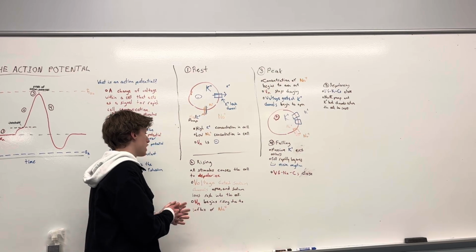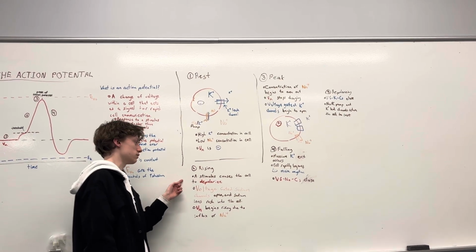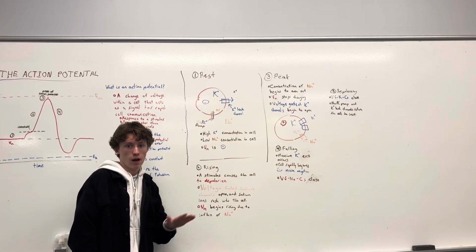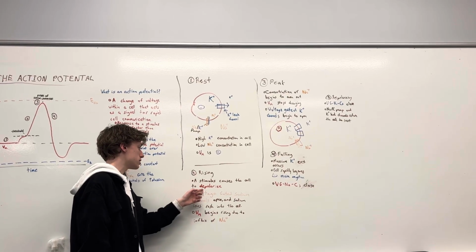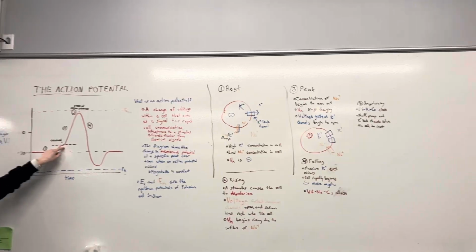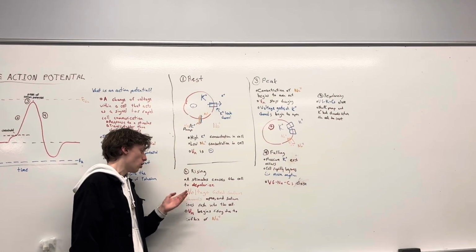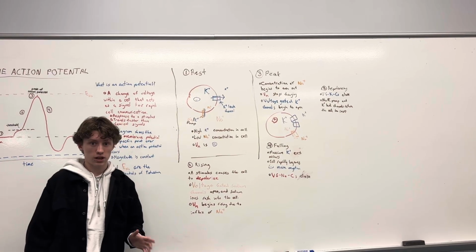Okay, and then what's going to happen once our stimulus reaches our cell? Well, it's going to be the rising phase. So something's going to happen outside of the cell. It causes it to become just a little bit more positive, right? So we reach this threshold, and this threshold is the voltage required to open our voltage-gated sodium channels.